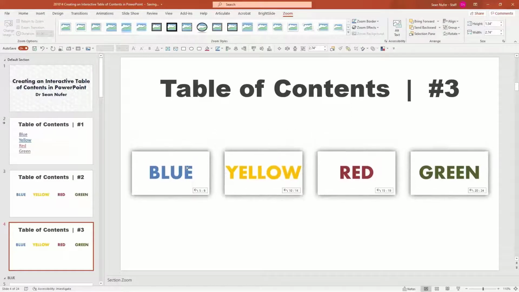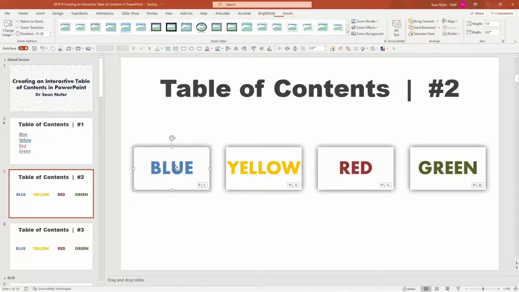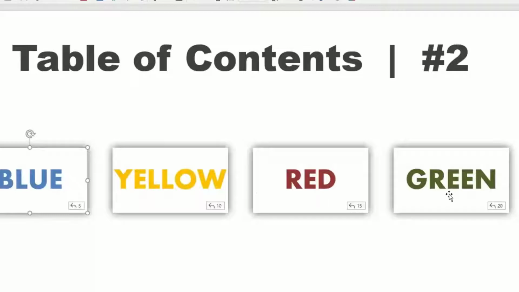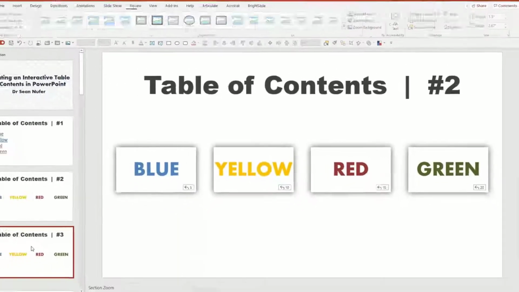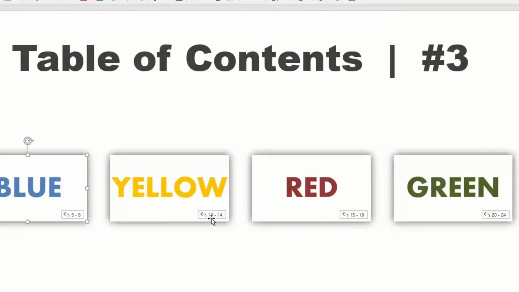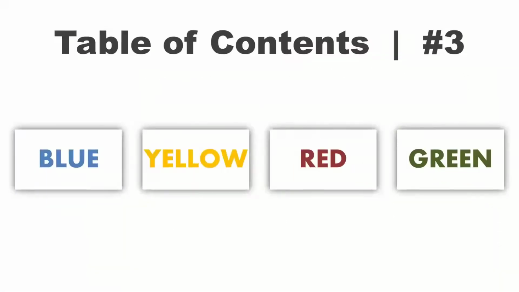So now I have a section zoom, and now I'm seeing something different than I had on number 2, which was that it says go to slide 5, 10, 15, 20, then return. When I do the section zoom, you can see it goes from 5 to 9 and then return, and then 10 to 14 and then return, 15 to 19 return, and then 20 to 24 and then return. So let's preview that and see what it's like.